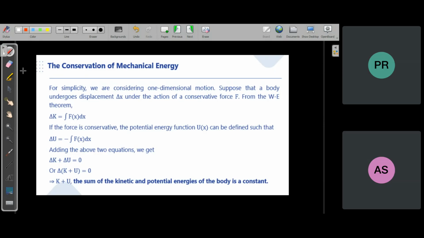It is conserved only in that situation in which conservative forces are doing work on the body, and there is no external force doing any work on the body, and no non-conservative force doing any work on the body or the system. So if on a body or system only internal conservative forces do work, then and only then does its mechanical energy remain conserved. This means the sum of kinetic and potential will remain conserved. Kinetic and potential may change, but their sum will always remain constant.